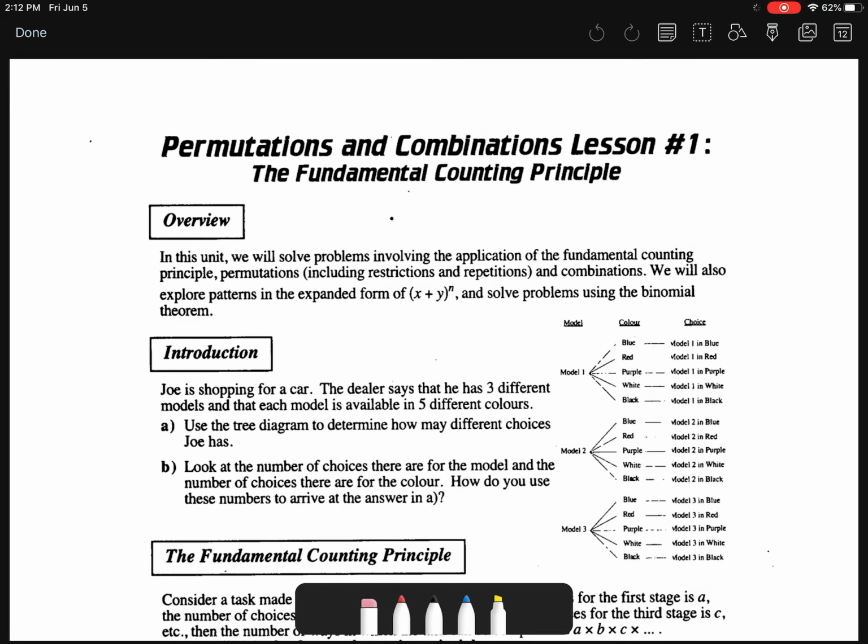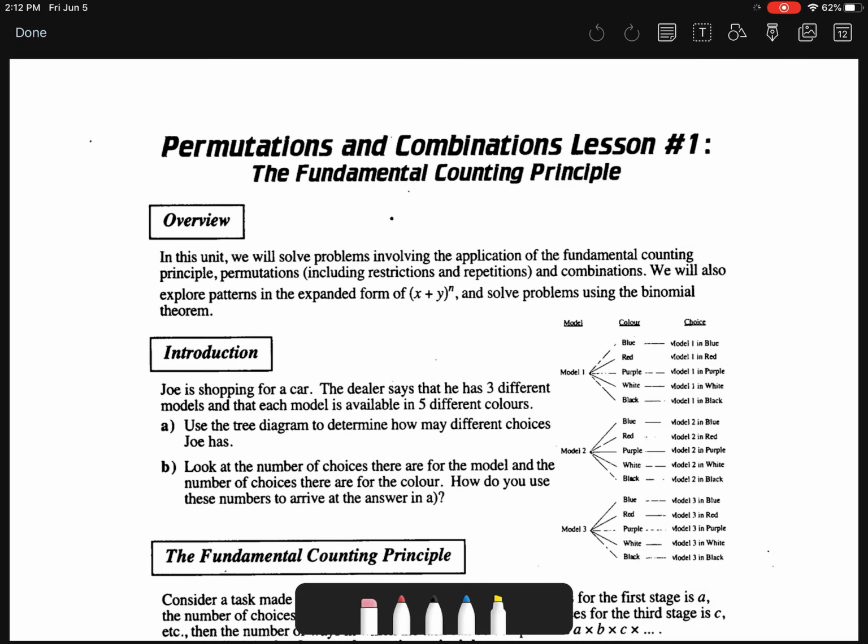Hi, Math 30-1s. Starting into the last chapter for the Math 30-1 course, we're going to be studying and taking a look at something called permutations and combinations. So basically, this is the number of ways that things can be ordered or the number of ways that things can occur. Just to start today, we're going to talk about something called the fundamental counting principle.